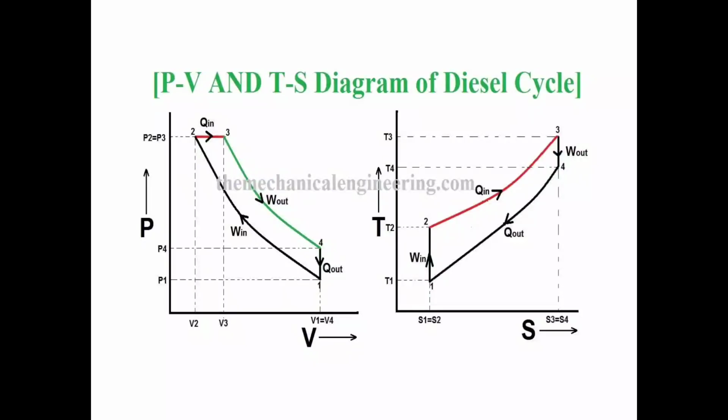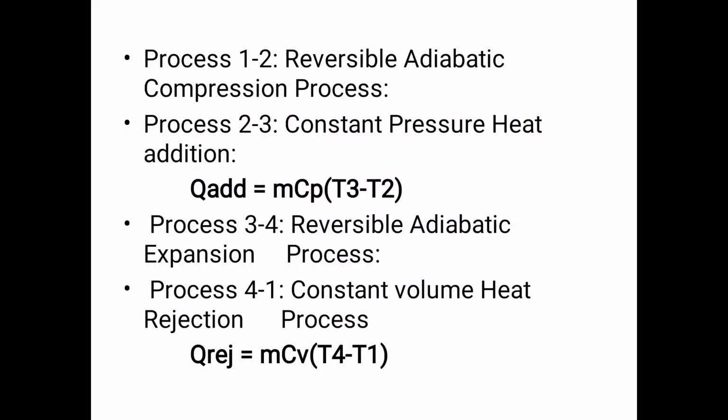The cycle is also called the constant pressure cycle because the heat is supplied to the working fluid at constant pressure. The work done by the cycle per kg of air and the air standard efficiency of the cycle can be calculated. The process 1 to 2 is a reversible adiabatic compression process, and 2 to 3 is a constant pressure heat addition, where Q equal to mCp into (T3 minus T2). Here m is the mass and Cp is the specific heat at constant pressure, T3 is the final temperature and T2 is the initial temperature for the process 2 to 3.